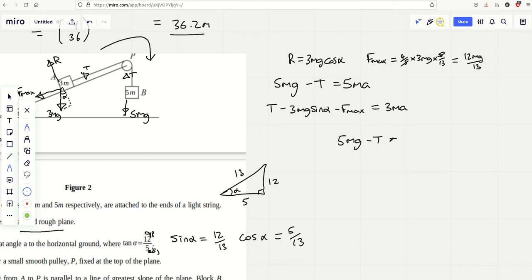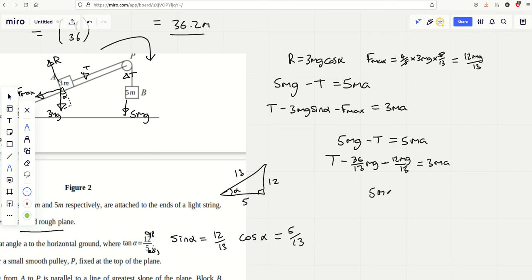5 mg minus T is 5ma. That's already pretty tidy. But then we've got T. Now, sine alpha is 12/13. Times it by 3, you're going to get 36/13 mg. Yeah, I'm just getting rid of the sines and coses. Minus 12 mg/13, because that's your F max, equals 3ma. Yeah, and let's tidy it up again.